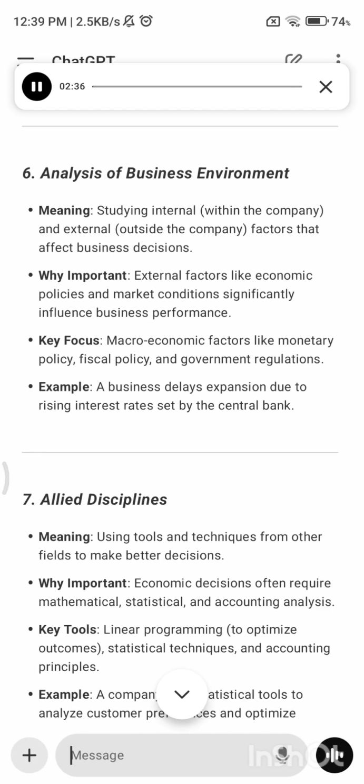6. Analysis of business environment, meaning studying internal (within the company) and external (outside the company) factors that affect business decisions. Why important? External factors like economic policies and market conditions significantly influence business performance. Key focus: macroeconomic factors like monetary policy, fiscal policy, and government regulations. Example: a business delays expansion due to rising interest rates set by the central bank.